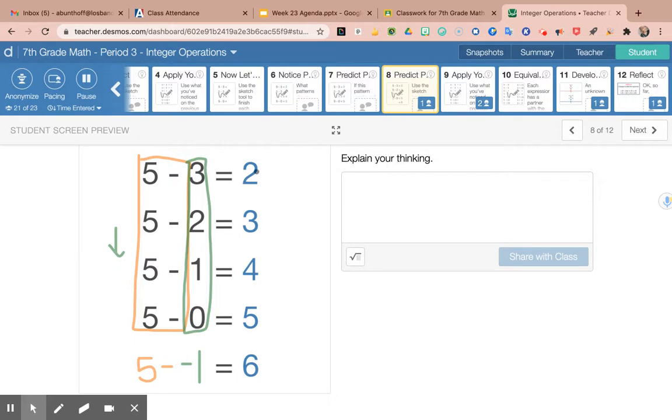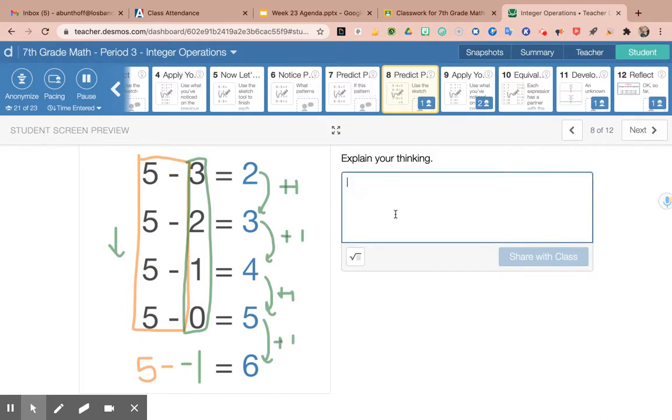And then if it's going up by 1, then each time it should be going up by 1. So from 5, it has to be 6 because it has to match the pattern. All right. So for explaining your thinking, you could put: the 5 minus stayed the same. The second number went down by 1.